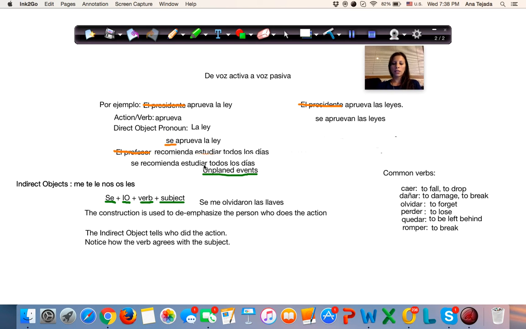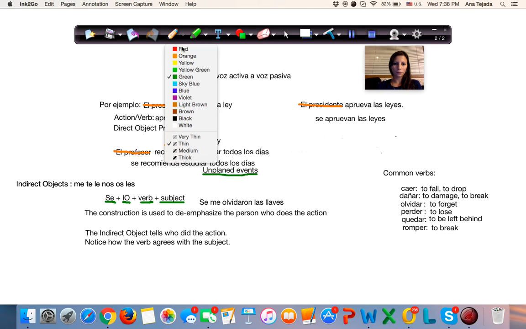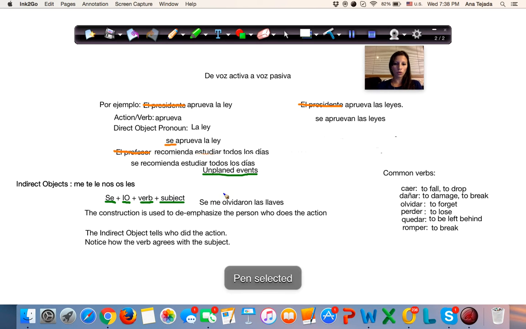So let's look at our first example. Por ejemplo, vamos a usar otro color. Se me olvidaron las llaves. Se me olvidaron. The indirect object pronoun is used to indicate who did the action. So olvidaron, let's look over here, olvidar, to forget. This is what we're using, to forget. Olvidaron. Who forgot according to this? Me, because that's our indirect object.